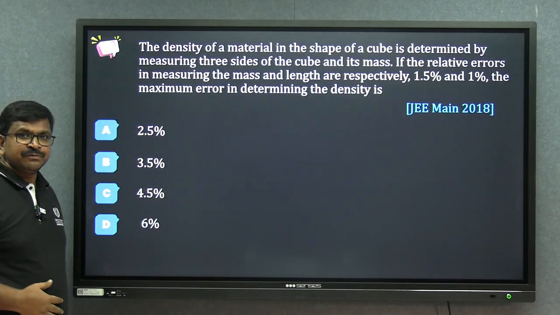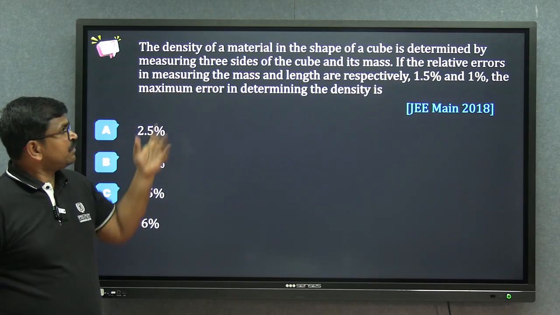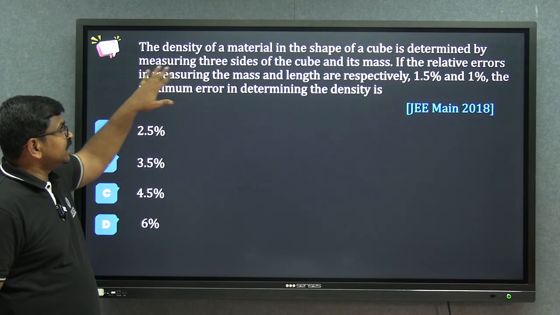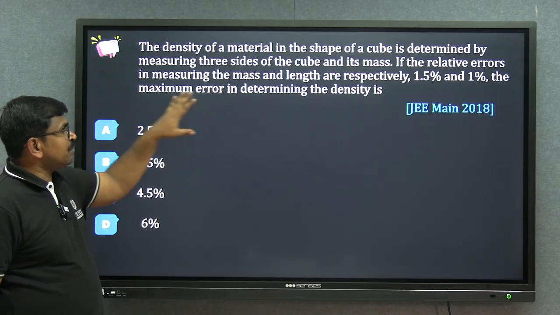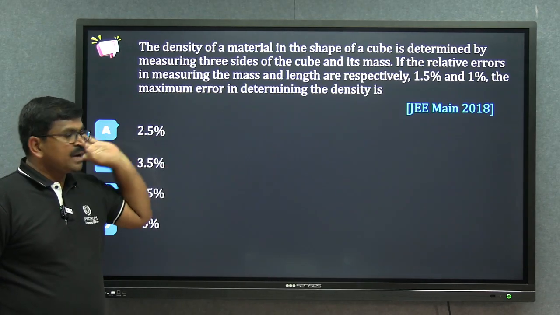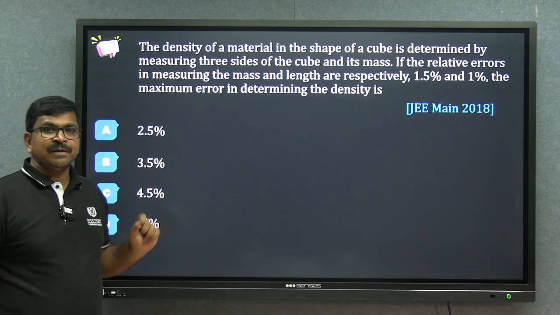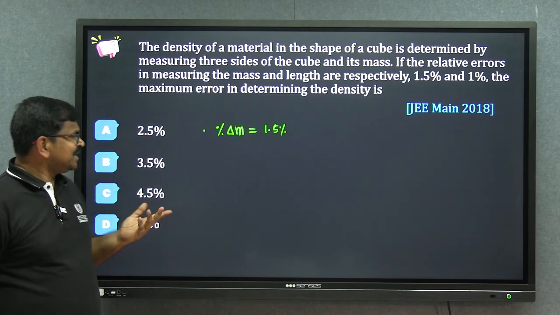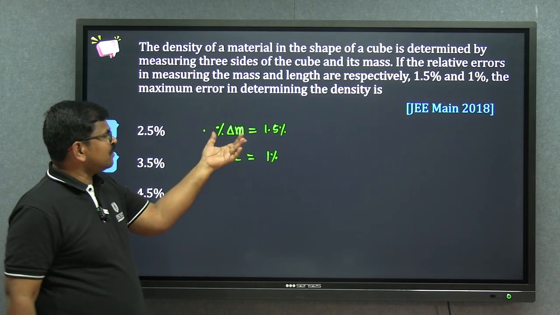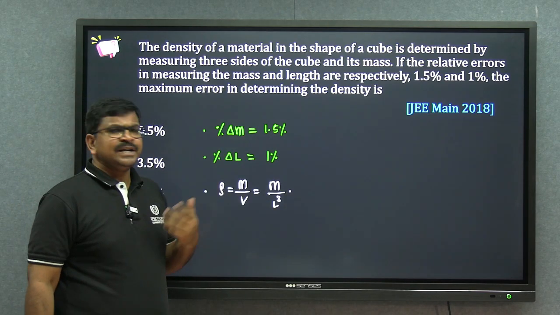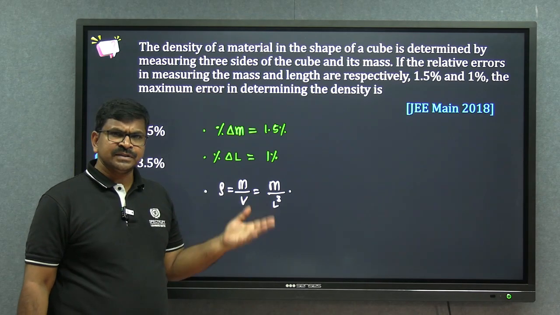And one more question from JEE Main 2018. The density of a material in the shape of a cube is determined by measuring 3 sides of the cube and its mass. If the relative errors in measuring the mass and length are respectively 1.5 percentage and 1 percentage, find the maximum error in determining the density. Density is basically mass by volume, right? The given quantities are mass error and length error. It is a cube, and cube volume is L cube, I mean L power 3, side power 3.